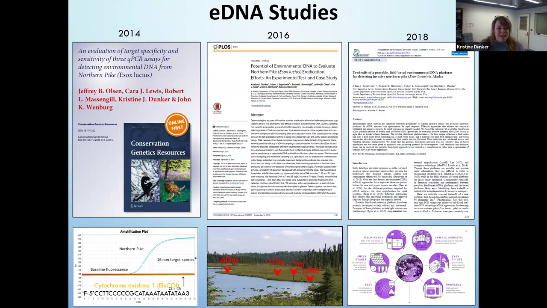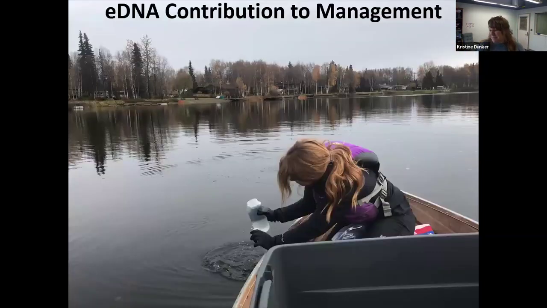Please advance. And then in 2018, we teamed up with the USGS again to test portable field-based DNA platforms for potential application in our work. In this case, we found many of our results to be affected by inhibition, and with that, we concluded that traditional sampling and lab-based PCR was most efficient for our needs. Next slide.